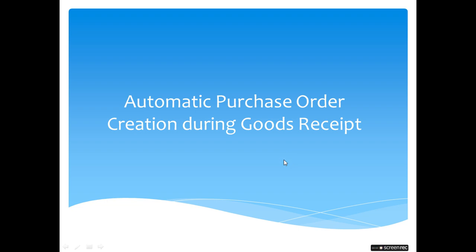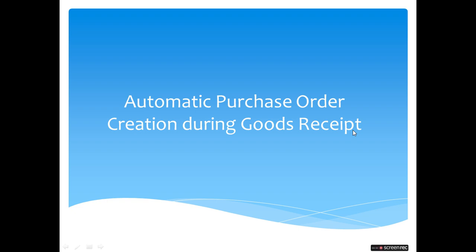Hello all, good morning. Today we are going to discuss automatic purchase order creation during goods receipt scenario. In a real example, suppose in the production department there is some urgency for some raw material and there is not sufficient time to create a purchase requisition, get approval, and create the purchase order, and all this process.